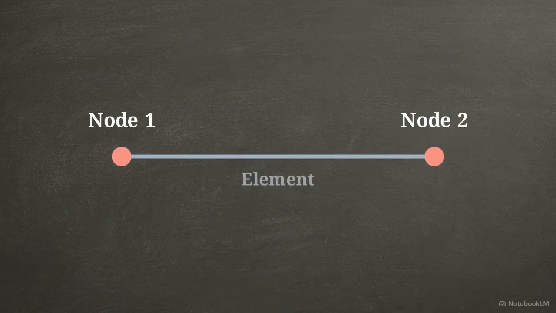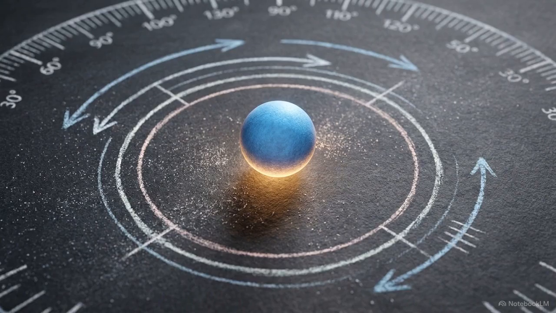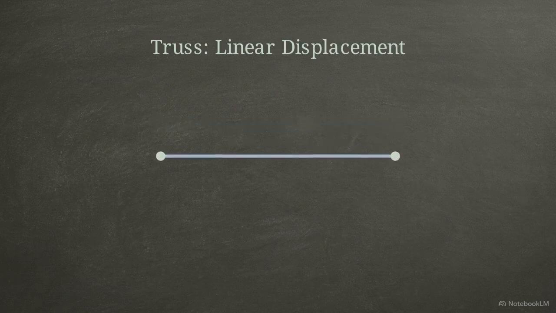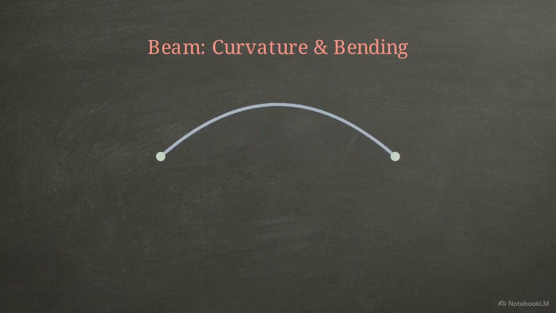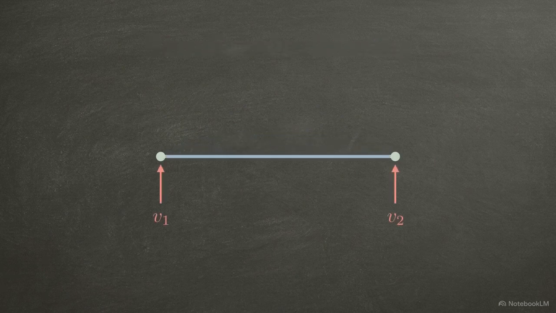We begin by defining the physical boundaries of this element. We define the two endpoints of the segment as nodes. These nodes are defined by their degrees of freedom, which dictate how the element is allowed to move. Simple truss elements only account for linear displacement, but a beam element must account for the curvature of bending.